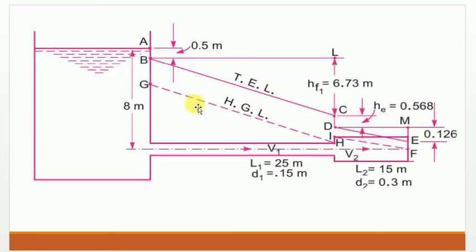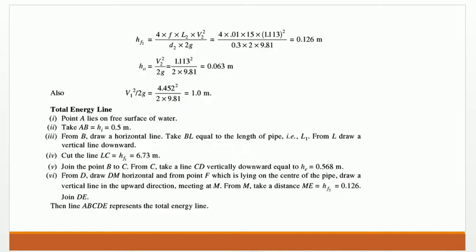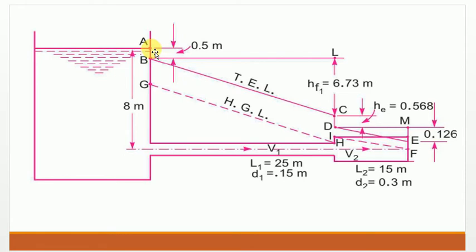First we're going to draw the total energy line, because we know the total energy line is the summation of pressure head, kinetic head and datum head. We discussed this in the theory part. The hydraulic gradient line is equal to the total energy line minus the kinetic head, or the summation of pressure head plus datum head. So first we draw the total energy line. The total energy in the given sample is 8 meters, which is the potential head present in this fluid flow. Point A will be the free surface of water, and this is the amount of energy present. From here we are going to draw.